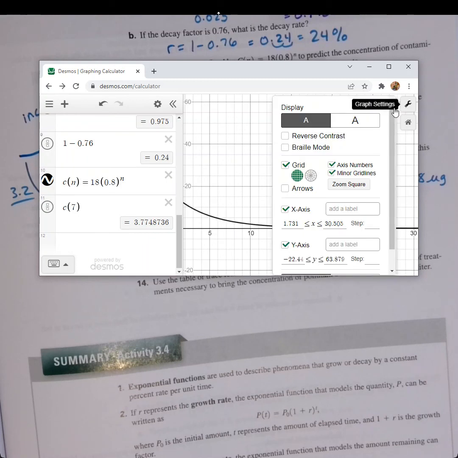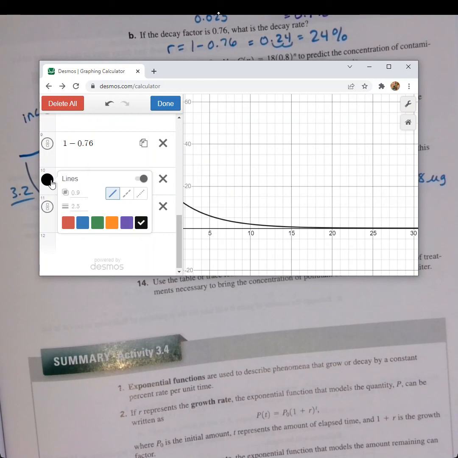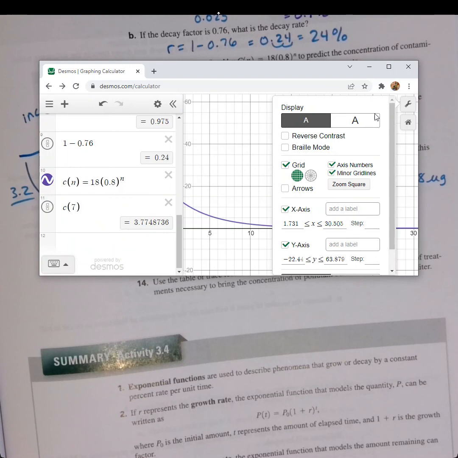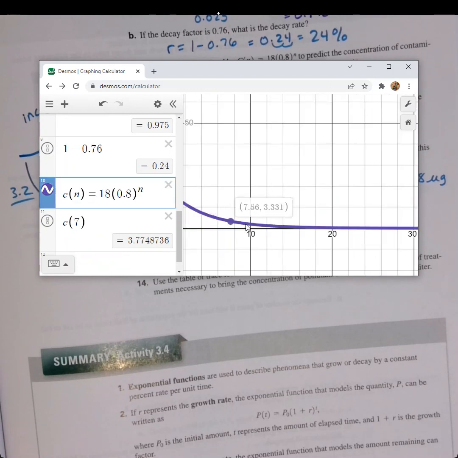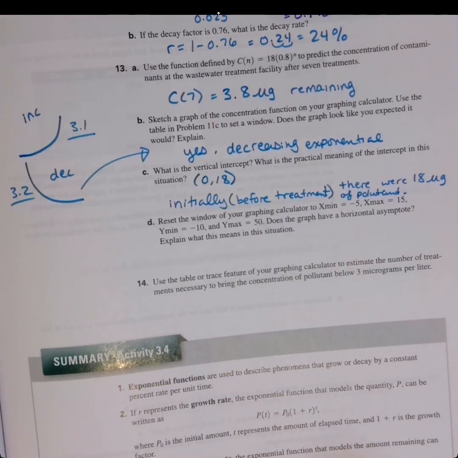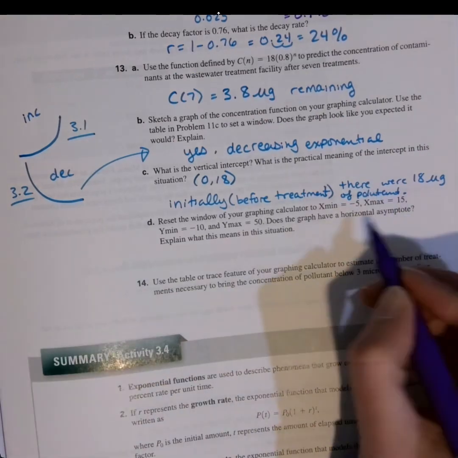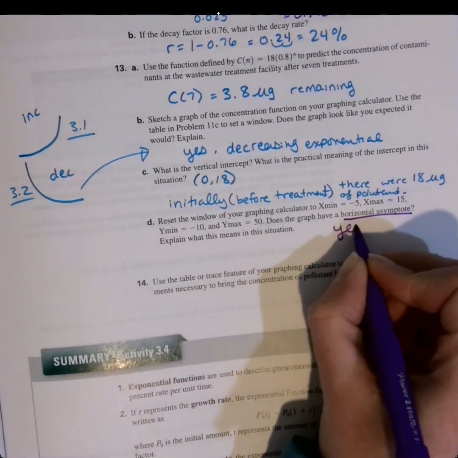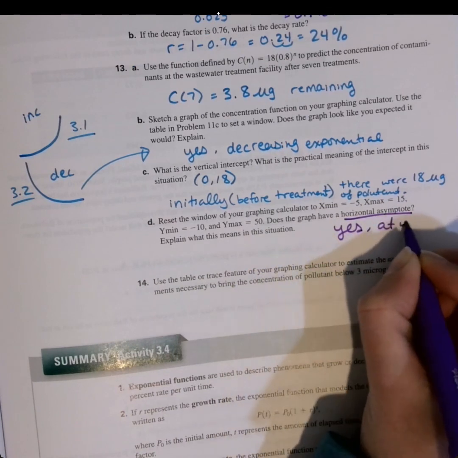I'm going to change the color, oops, over here, because it's black on black right now, so it's harder to see. I'm going to make it purple. I don't know if we can see the purple any better here. But this function is floating right above the x-axis. It's not hitting it. It's getting lower and lower, 0.7, 0.0 stuff, but it's not going to hit 0. So yes, of course, it has a horizontal asymptote. All exponential functions have one. It's just a matter of where it is. So yes, does the graph have a horizontal asymptote? Yes. And we can say that it's at y equals 0.